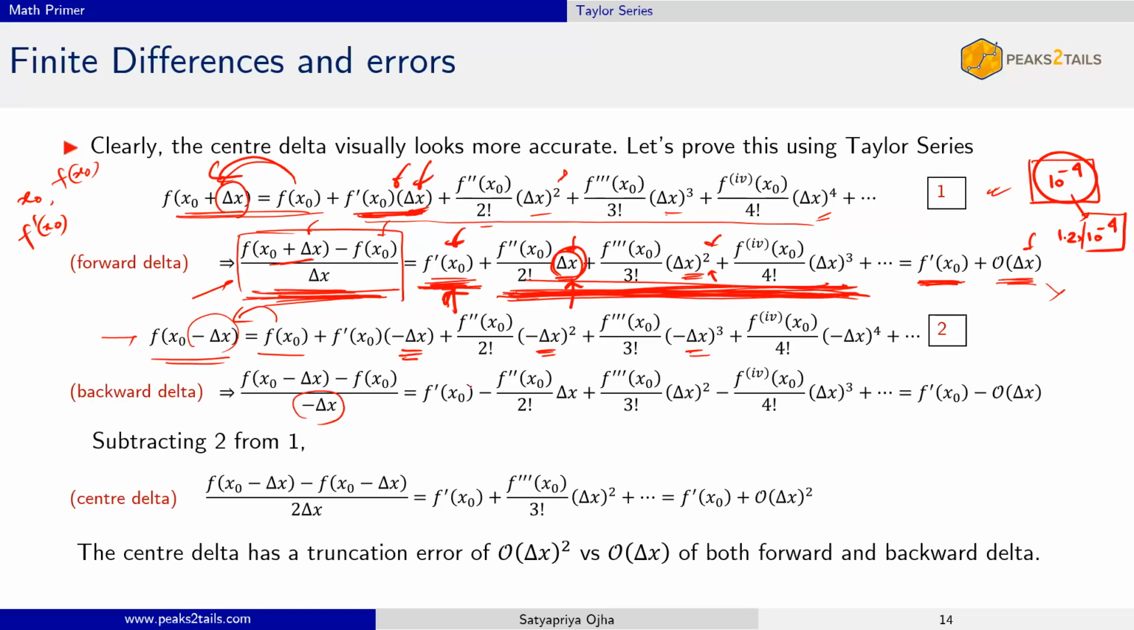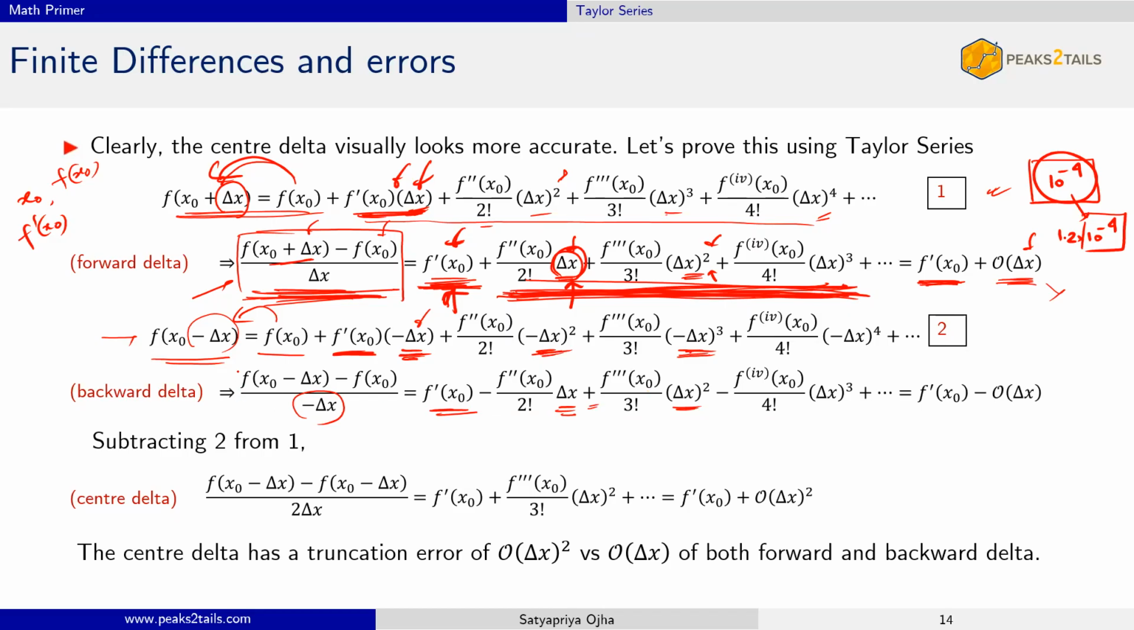So what will happen on the right-hand side? The first term is again f dash x0, because dividing by minus delta x will cancel this term. Then it will be minus delta x, because this will be delta x whole square, positive, and then you divide by minus delta x. This will be minus delta x whole cube, because it is cube. You divide by minus delta x, it will be positive delta x square. So it will be like this.